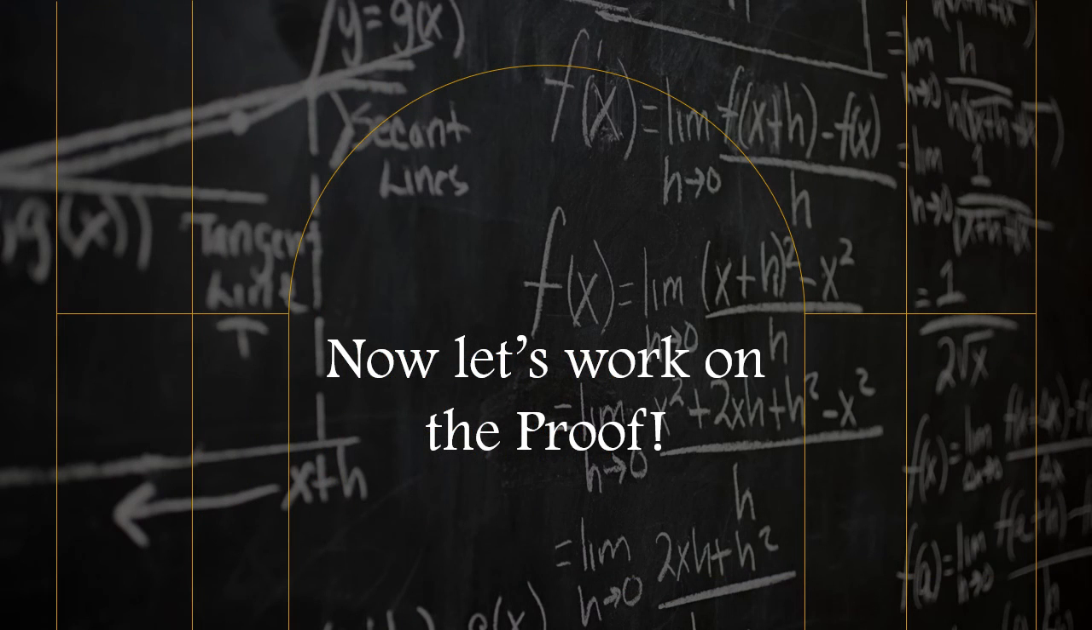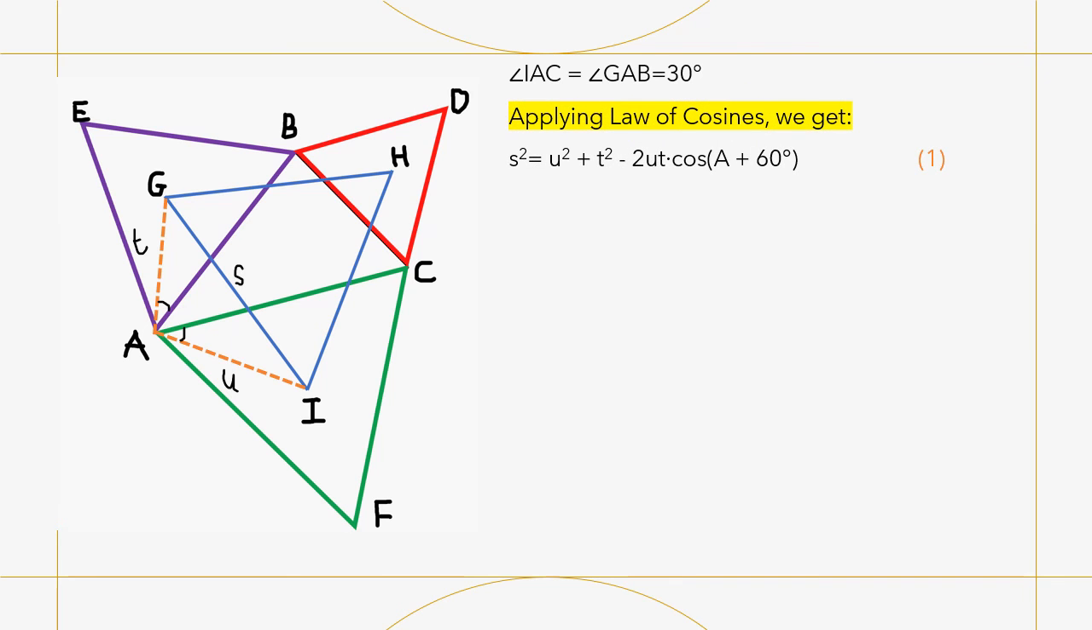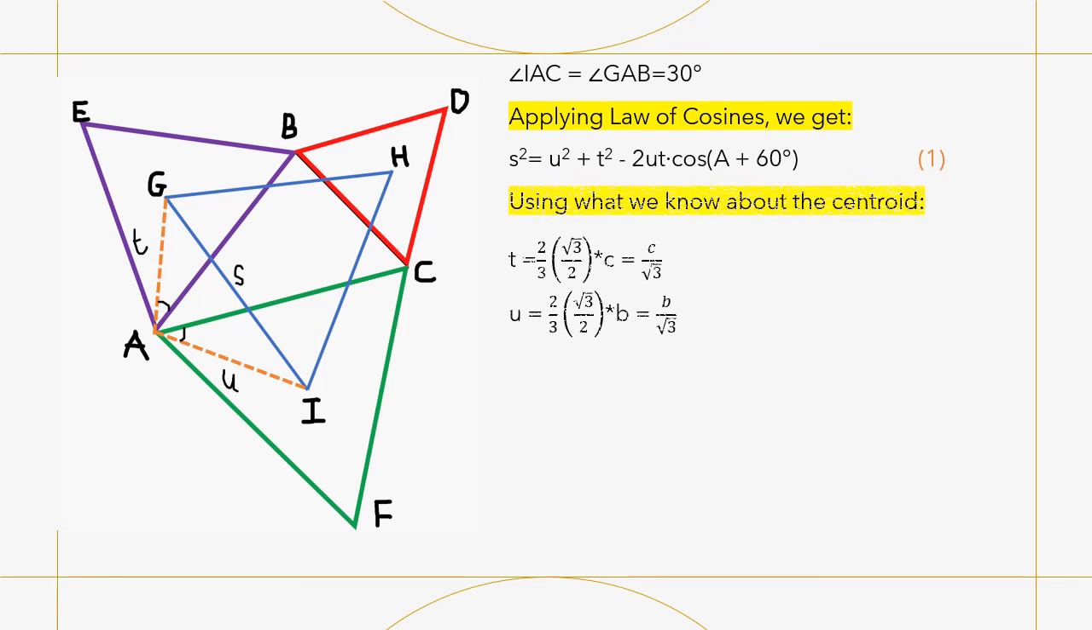Okay, so now that we have all the background knowledge that we need, let's work on the proof. Taking a look at this diagram, we have angle IAC is equal to angle GAB, which is equal to 30 degrees. Applying the law of cosines, we get s squared equals u squared plus t squared minus 2ut times cosine (A plus 60 degrees). This is equation 1.